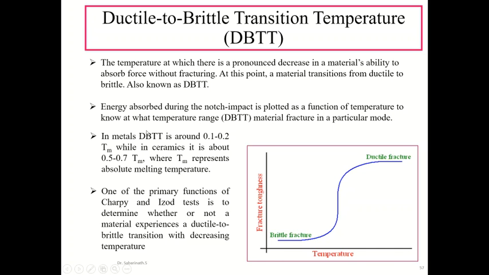In metals, the ductile to brittle transition temperature is around 0.1 to 0.2 times the absolute melting temperature of the metal, while in ceramics it's about 0.5 to 0.7 Tm. So these are the temperature ranges for the transition in metals and ceramics. As we said, the primary function of an Izod and Charpy test is to determine whether or not the material has experienced a ductile to brittle transition when the temperature decreases.